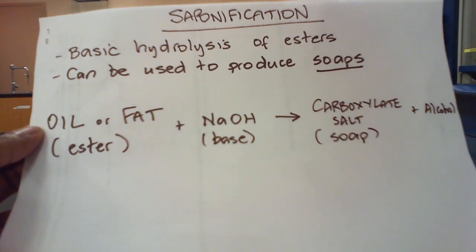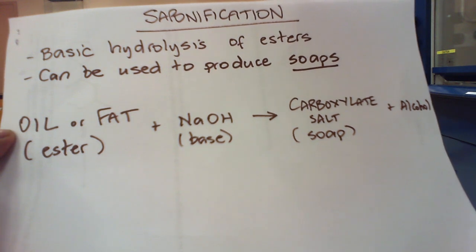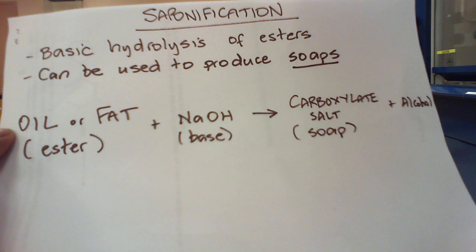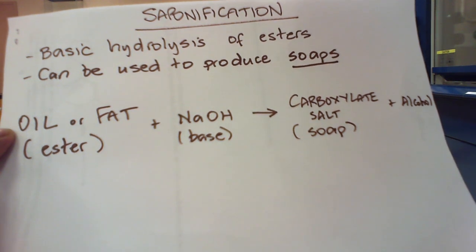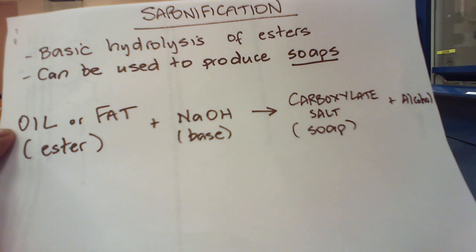So essentially what's going to be occurring in the reactions today is we're going to take an oil or a fat that contains one or more ester bonds, and we're going to break those bonds under basic conditions using sodium hydroxide as the base. As a result of that reaction, we're going to end up with the salt, or the carboxylate salt, which is the soap, and then we also get an alcohol as the other product in the saponification reaction.